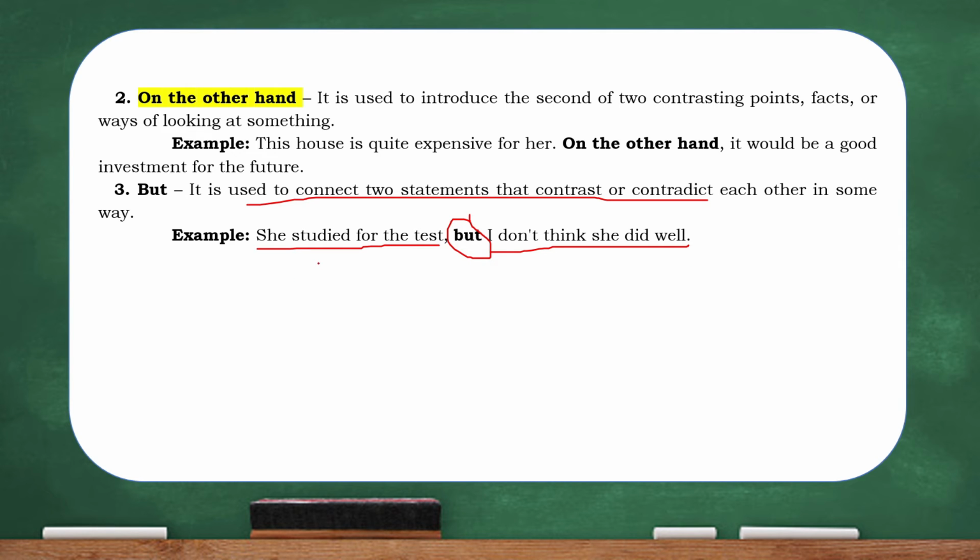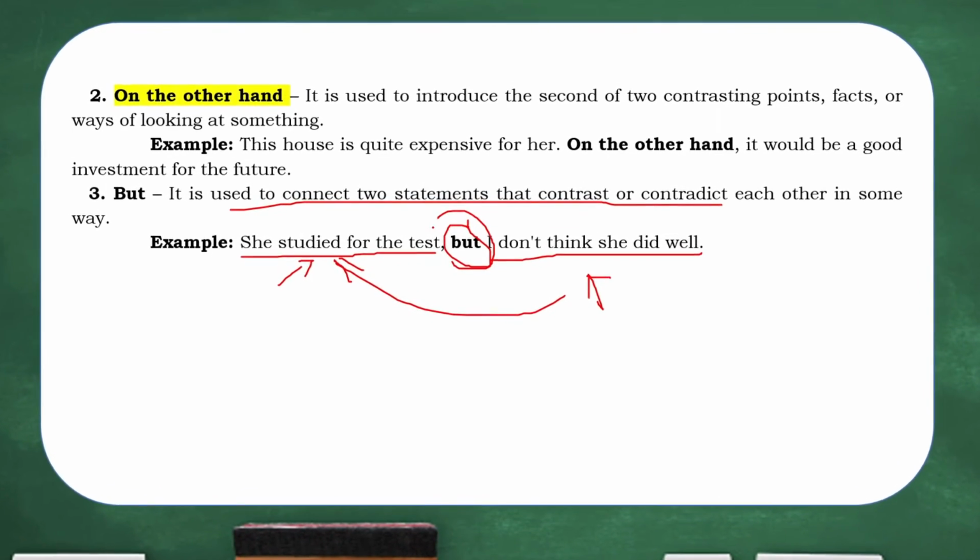The positive claim, or the claim, is she studied for the test, while the counterclaim is I don't think she did well. We opposed the idea of the first sentence by using the word but.